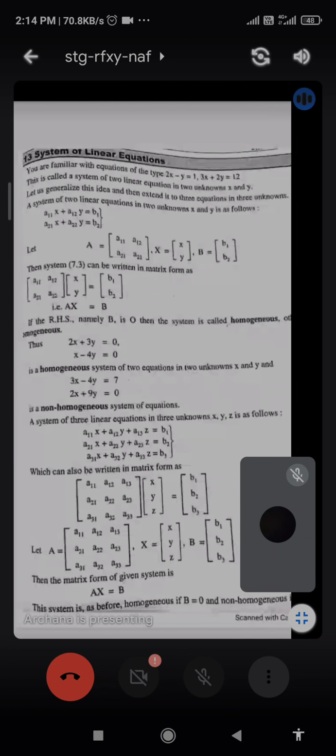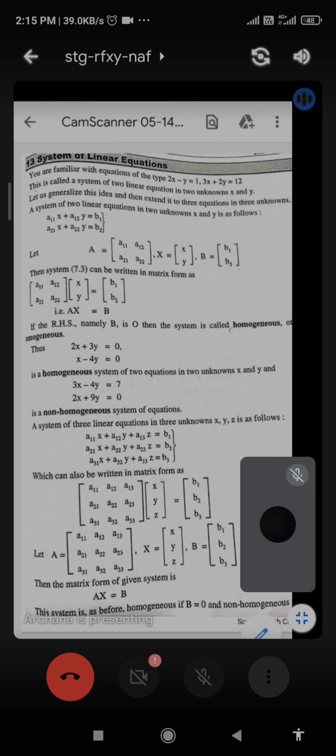So in matrix, A is the coefficient matrix: a11, a12, a21, a22. X is the variable matrix, so x and y are the variables, and B is equal to b1, b2. We write this in terms of matrices as AX is equal to B. A is a coefficient matrix, X is a variable matrix, B is the right-hand side of the equations.